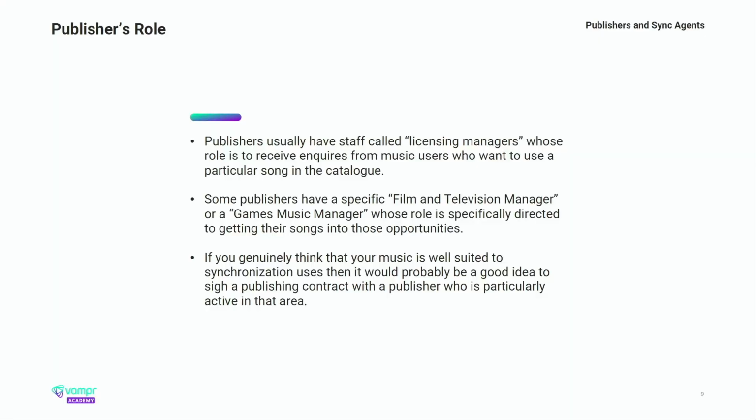So publishers normally have these people that are called licensing managers, and they do two things. They receive inbound inquiries. So when somebody says, hey, we want to use the song in a movie or a TV show, it goes to the licensing manager, and the licensing manager then negotiates the deal and does all the paperwork to ensure that you get paid for the use of your song. Some of these licensing managers are even more specific. They specialise entirely in film and TV, or they specialise in games music. So again, if your music is totally suited to the gaming environment, it'd be kind of nice to have a publisher who also has somebody who is an expert in that area. So you really need to consider how these publishers deal with the sync side of their business.